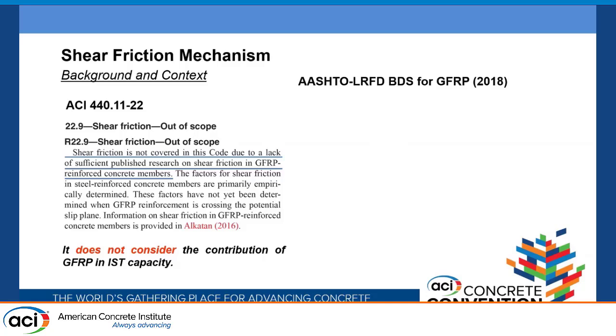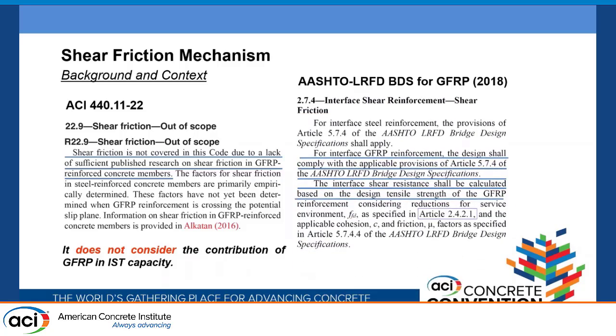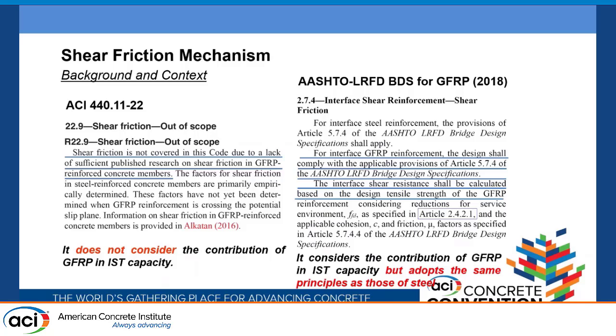And on the other hand, we have the AASHTO BDS for GFRP, in this case, the second edition. Section 2.74 refers to interface shear reinforcement, but in this case, it mentions that for GFRP, reinforcement design shall comply with the provision of AASHTO BDS. So the point to highlight here is that this reference is for steel. So in this case, this guideline considers the contribution of GFRP in interface shear transfer capacity, but adopts the same principles as those of steel.